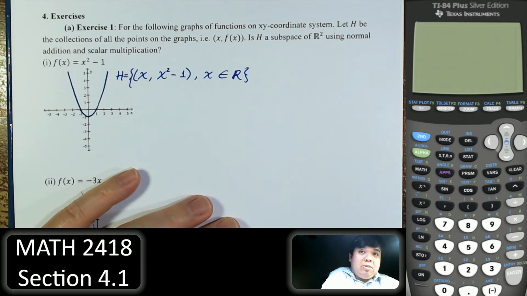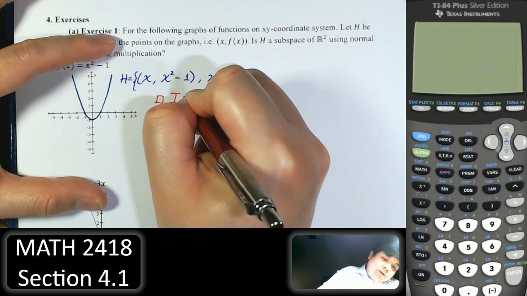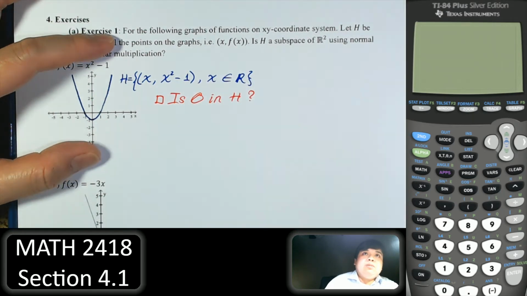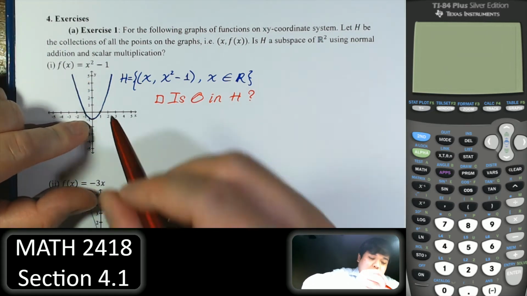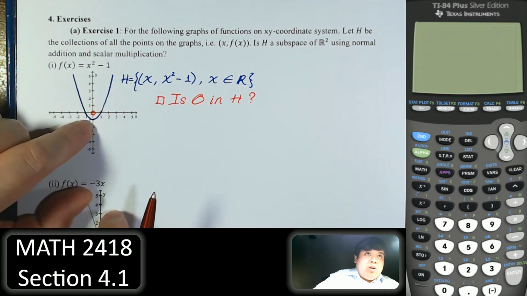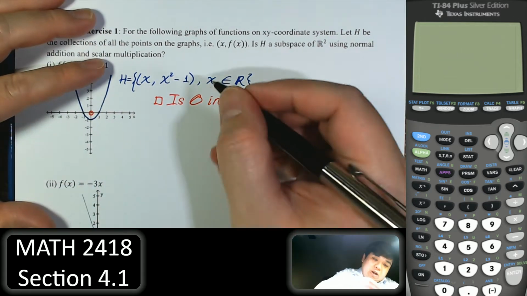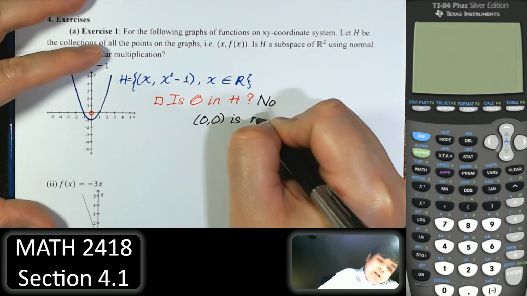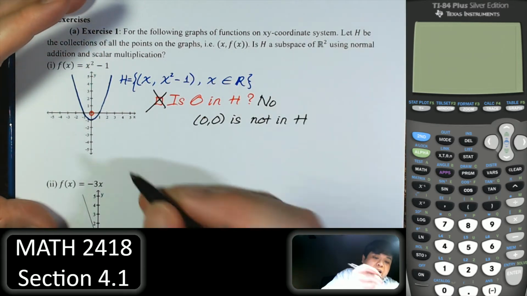In order to be a subspace, there are 3 criteria, right? So first is 0 in H, and obviously 0 is going to be the point 0, 0 here, and that is not in H, right? Because the point is not on the graph. The point 0, 0 is not on the graph. So the answer is no. 0, 0 is not in H. So this fails. So we say H is not a subspace of R2.